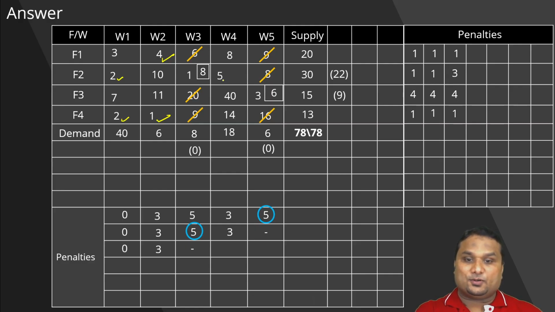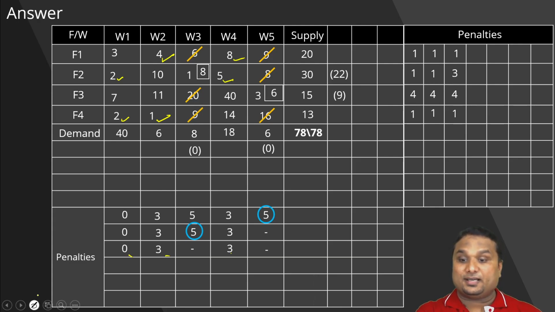Now here the lowest value is 5, the next lowest value is 8, so penalty becomes 3, and in this there is no penalty. Now have a look which is the lowest penalty. 0, 3, 3. Here 3 is the, sorry, which is the highest penalty? 3 is the highest penalty over here, and here 4 is the highest penalty.